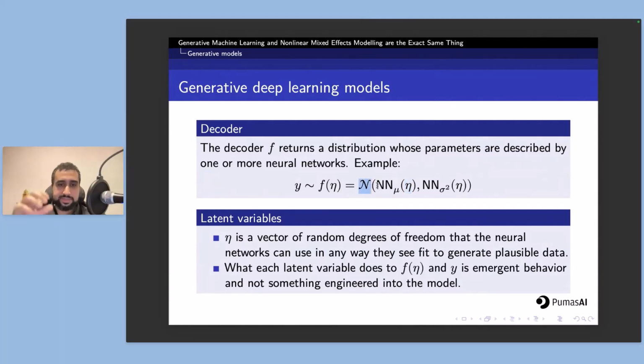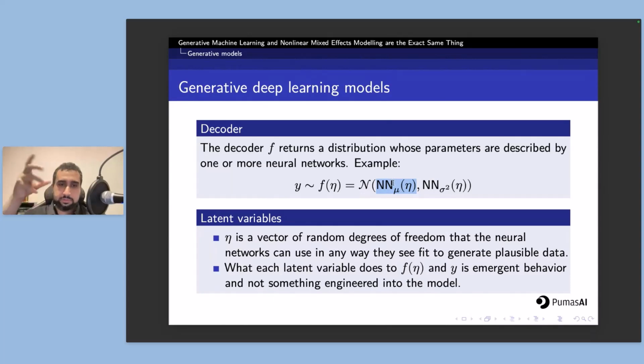But this is a specific example. Obviously, you can do whatever you want in these kinds of models. But in this example, it's a normal distribution that's the output of f. And the parameters of the normal distribution, the mean and the variance parameters, are themselves the outputs of neural networks. And so this is a neural network function with weights, with biases, with parameters.